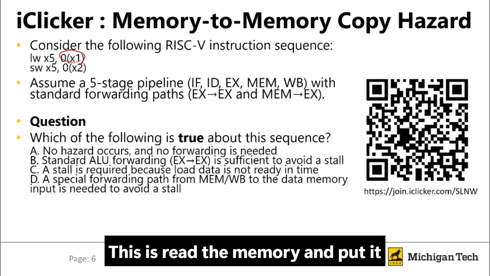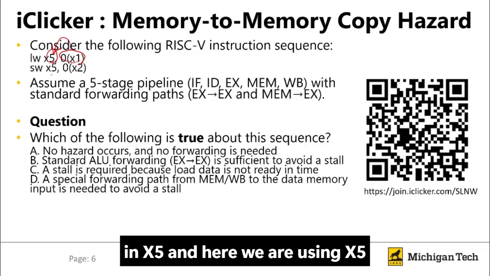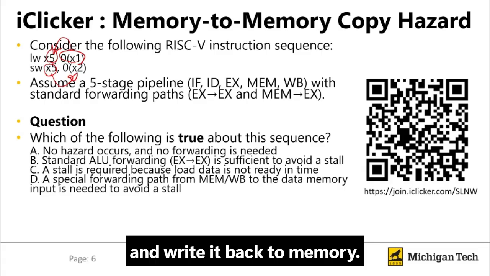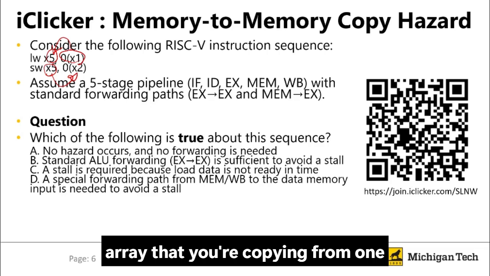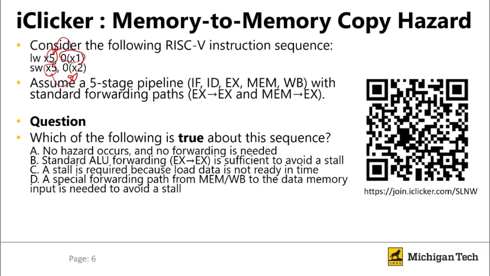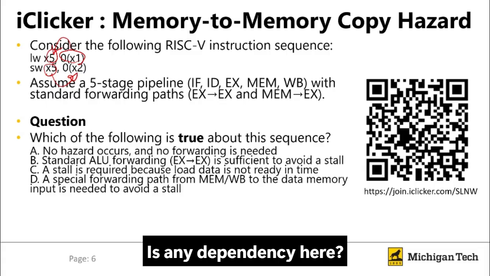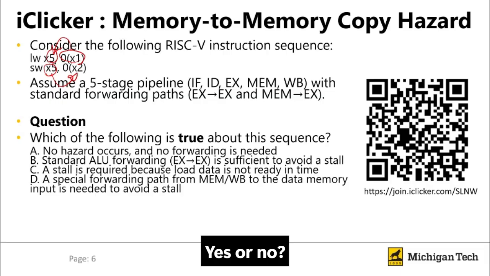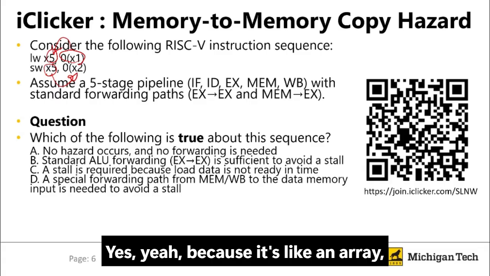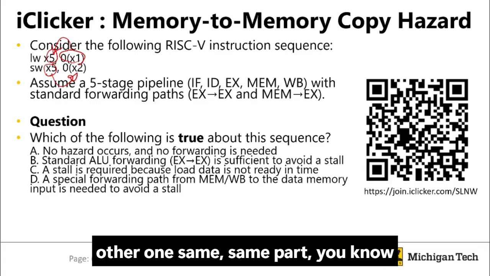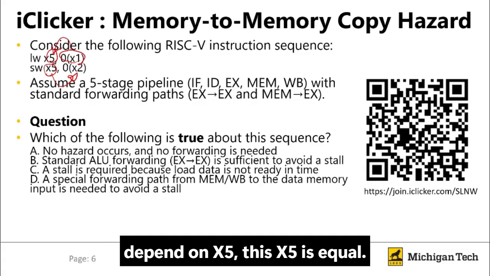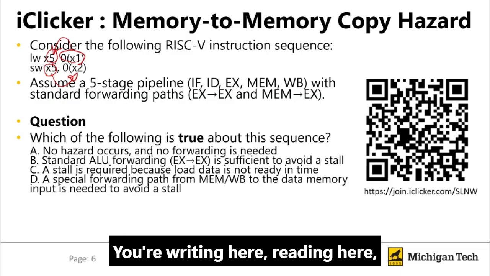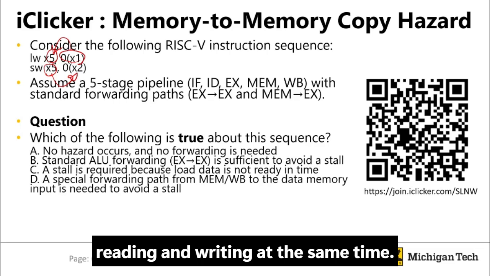This reads the memory and puts it in X5. And here we are using X5 and writing it back to memory. It's like two indexes of an array that we are copying from one to the other. Is there any dependency here? Yes or no? Yes, because it's like an array. You copy from one to the other, same position, 0, 0. So it depends on X5. You're writing here and reading here, reading and writing at the same time.